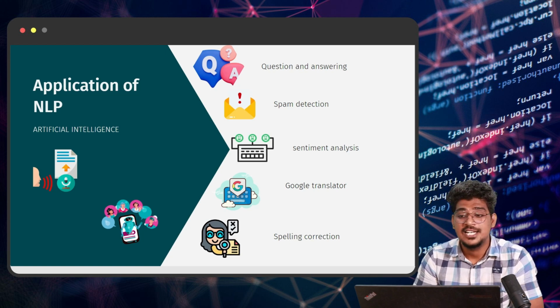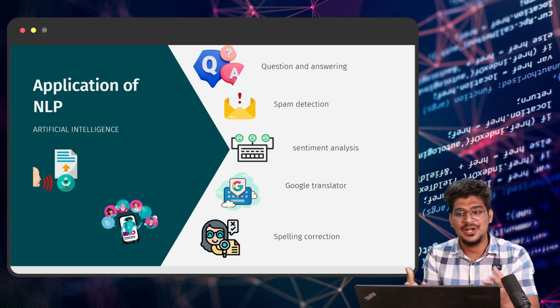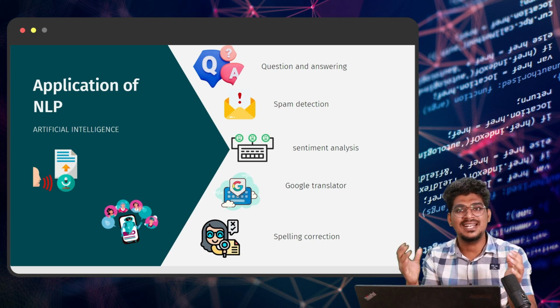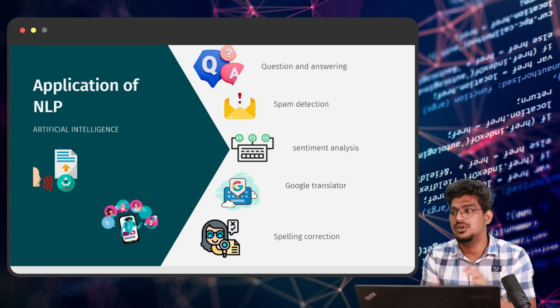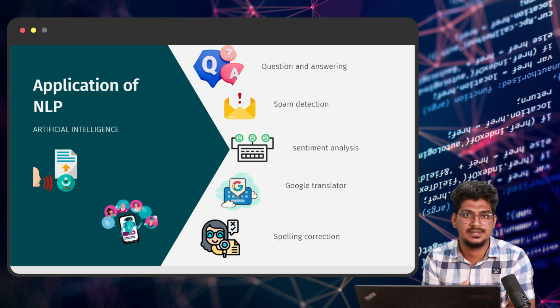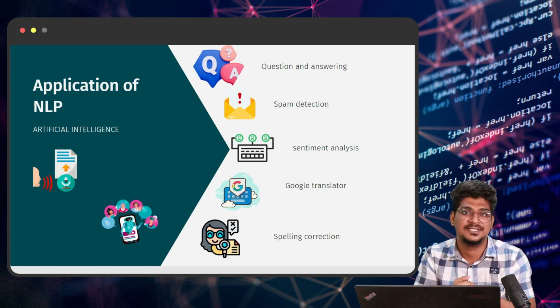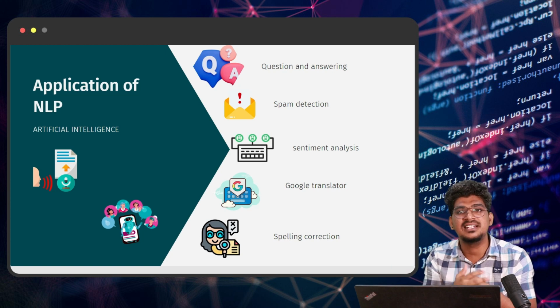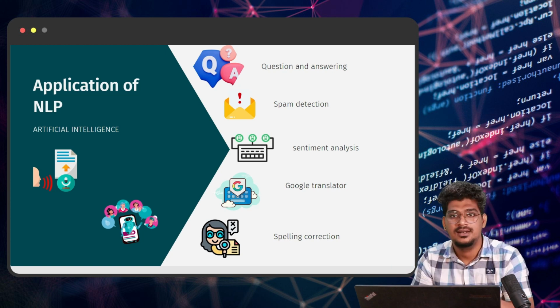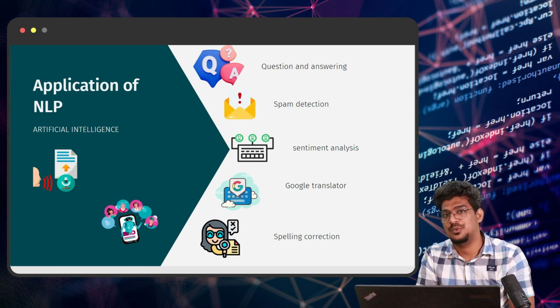The next thing is spam detection. Maybe you have experience with this: you get mail from many different sources. It is possible to detect and segregate the spam mail. And sentiment analysis, that is very important.